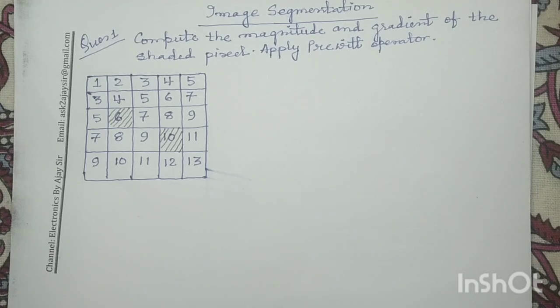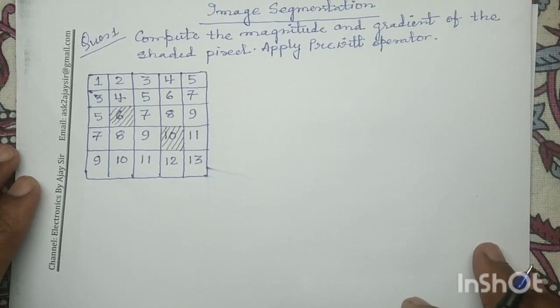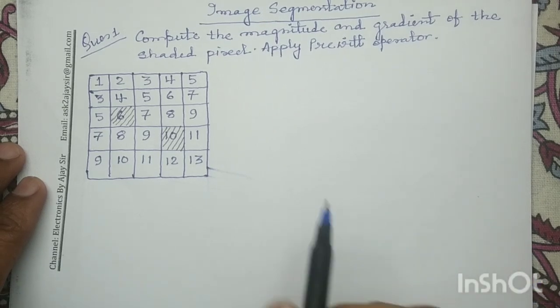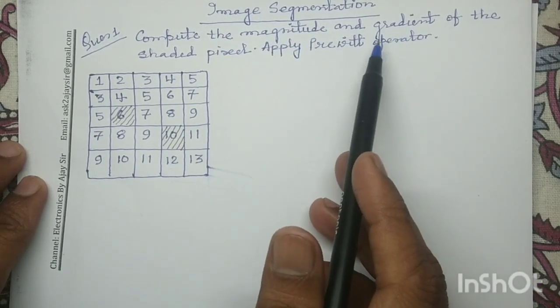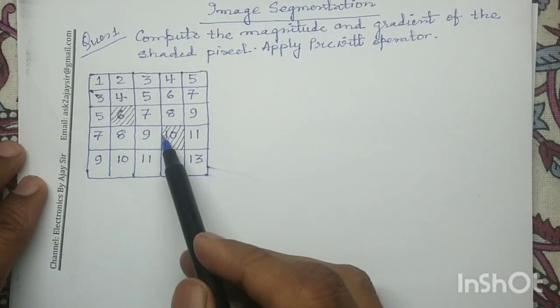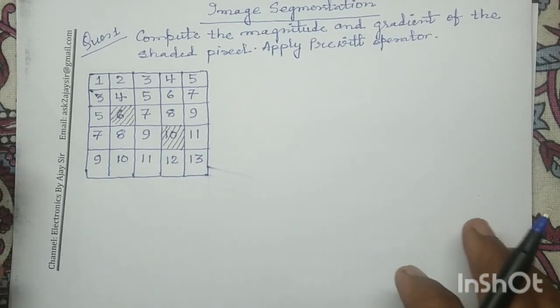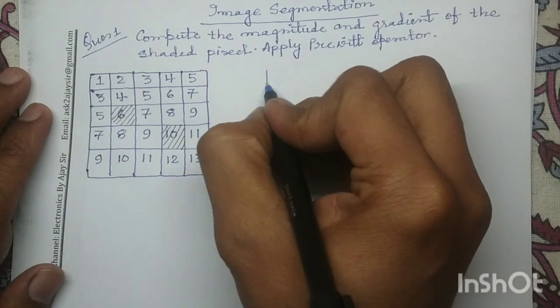Good morning all. Let us discuss some questions on image segmentation. So look at this question. In this question, we have to compute the magnitude and the gradient using the Prewitt operator for these two shaded pixels. So let us solve this question. We all know the Prewitt operators.